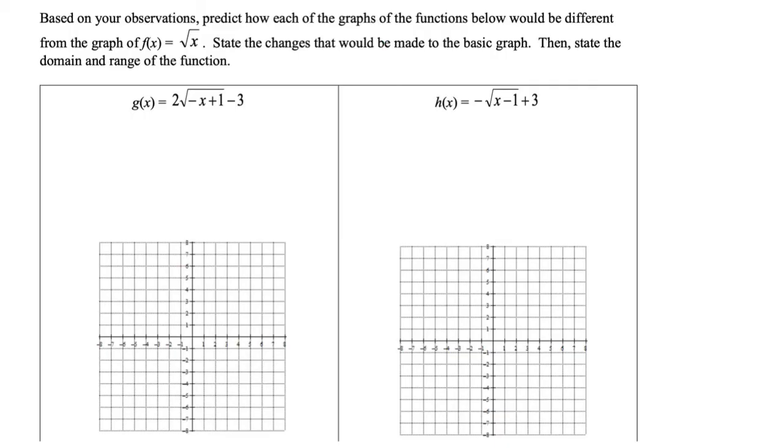Okay, based on your observations, predict how each of the graphs of the functions below would be different from the graph of f of x equals the square root of x. State the changes that would be made to the basic graph. Then state the domain and range of each function.